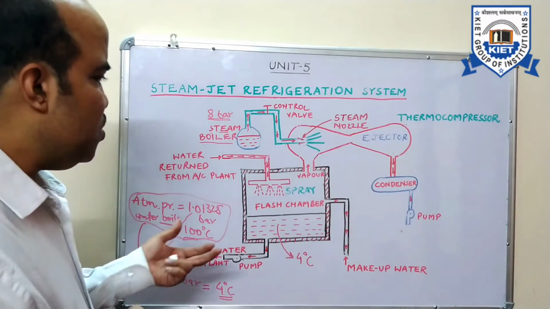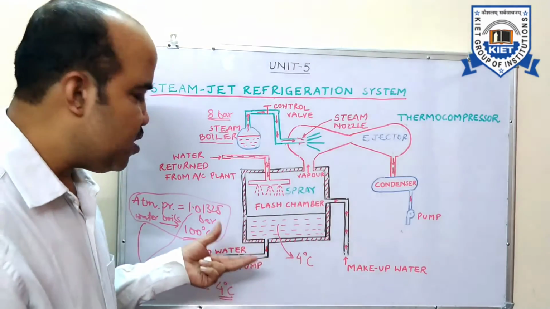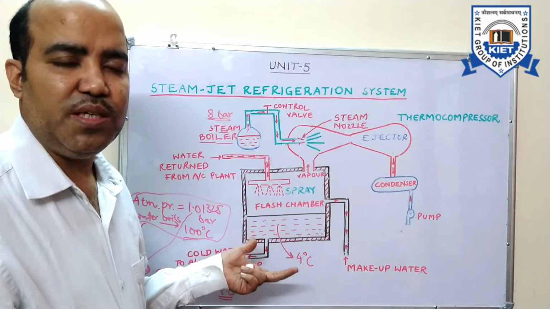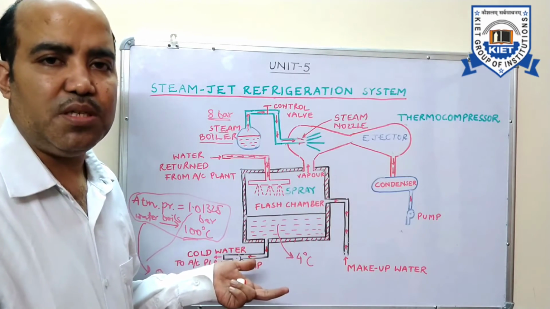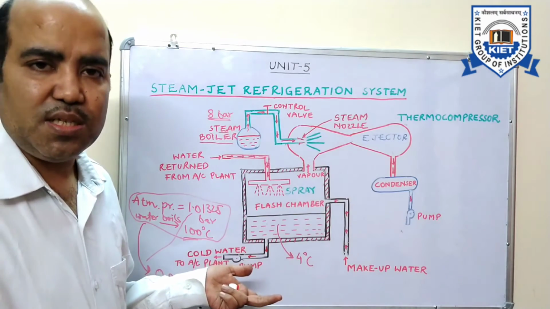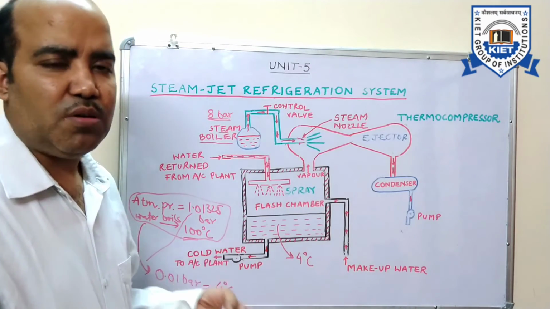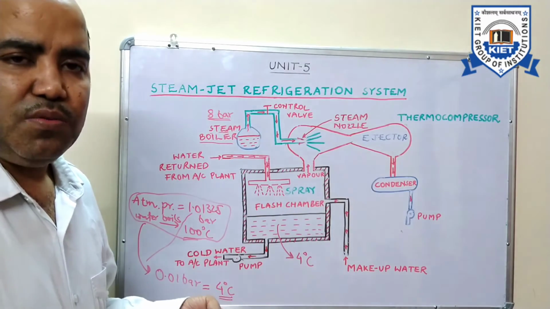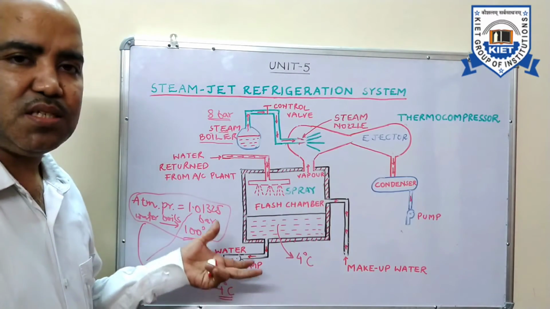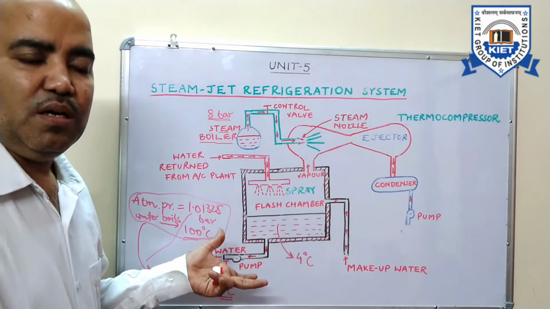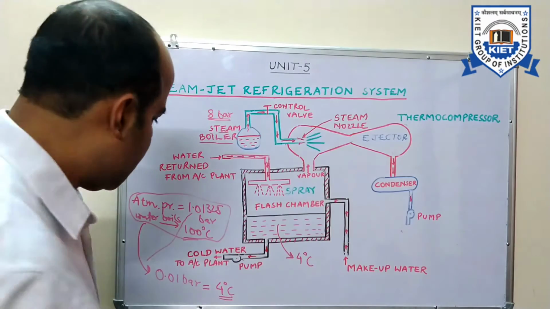As you can see, we are using water as a refrigerant, so we cannot go below the temperature of 0 degree Celsius. We can go at most to a lower level of 4 degrees Celsius. That's why this system is used in air conditioning applications.